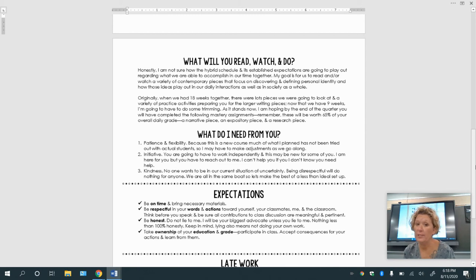Originally, we had 18 weeks together, and there were lots of pieces we were going to take a look at, and a variety of practice activities preparing you for the larger writing pieces. And I talked about this. Now that we have 9 weeks, I'm going to have to do some trimming.